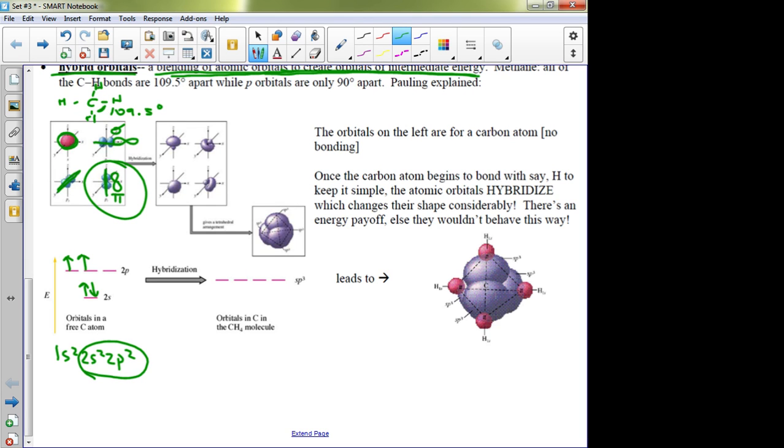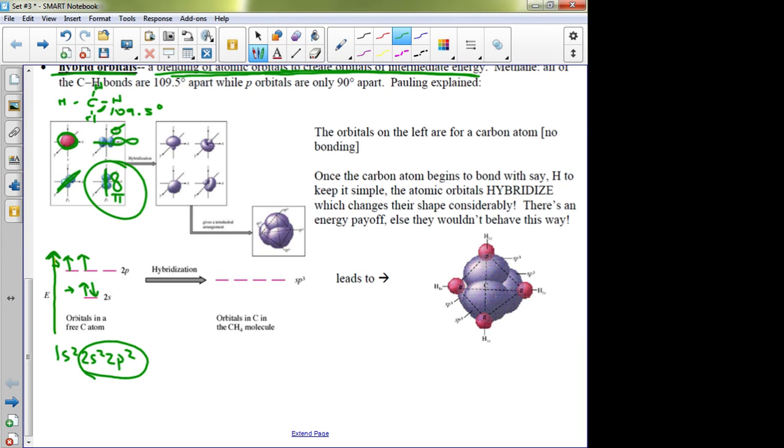Now, these are at different energy levels. Do we see that? 2s is a lower energy level than 2p. Correct? This line right here shows the energy is doing what? Increasing. So the 2s is a lower energy than 2p. So if carbon bonded just the way it was as a regular atom, we would have bonds that would have different energies, and they wouldn't be identical.